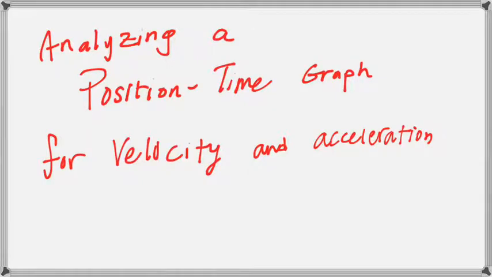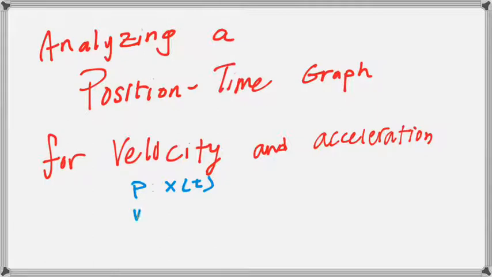In this video, we'll be analyzing a position time graph to figure out an object's velocity and acceleration. So note that position tells where an object is in space as a function of time. We often think of this as horizontal motion. So x of t might be our position function. This tells us where an object is.